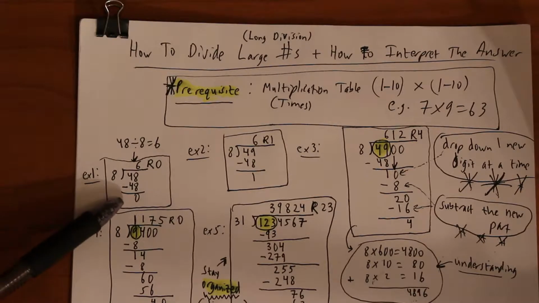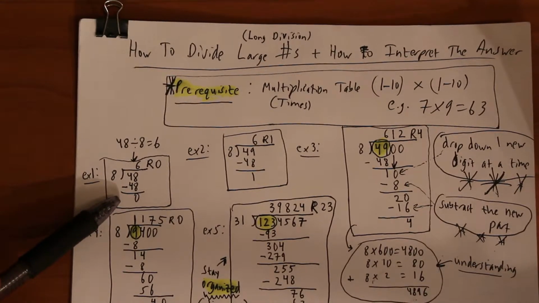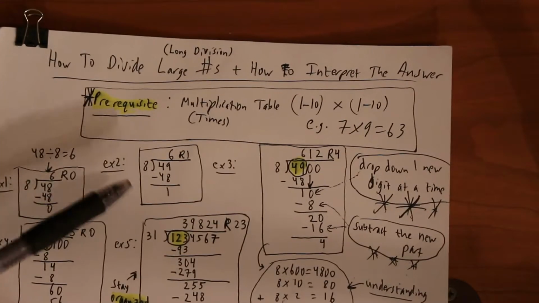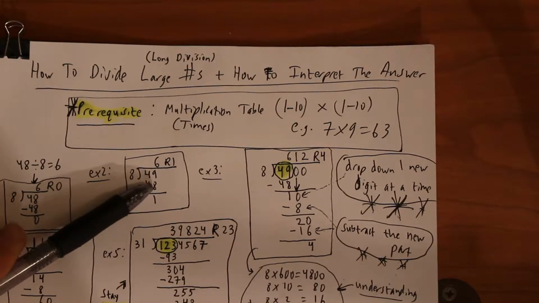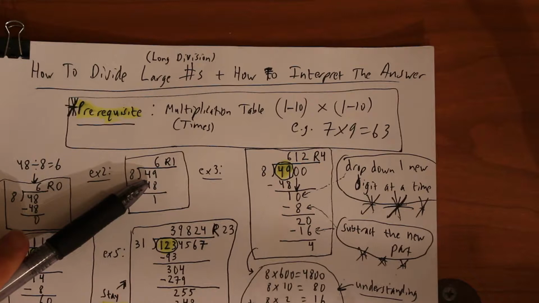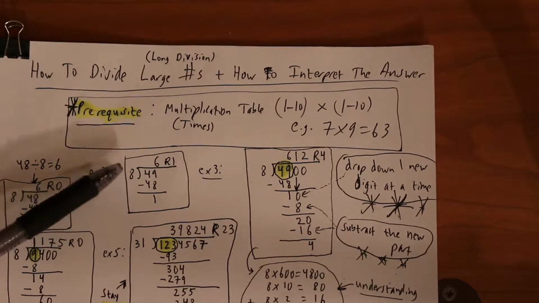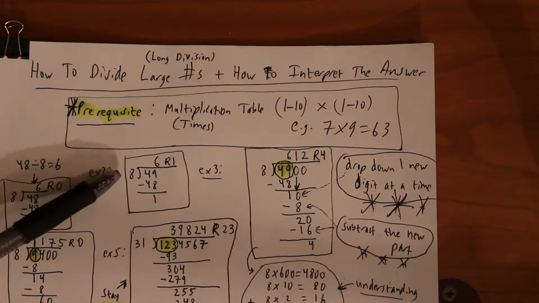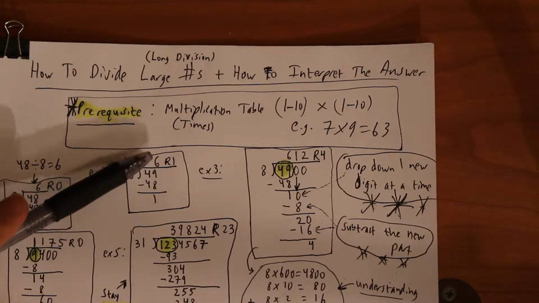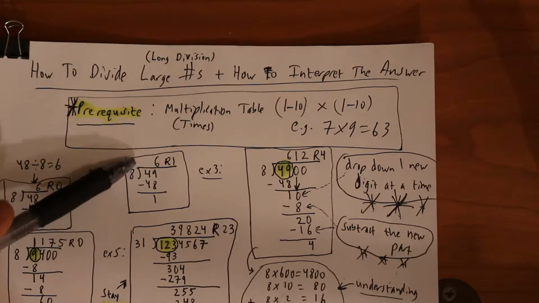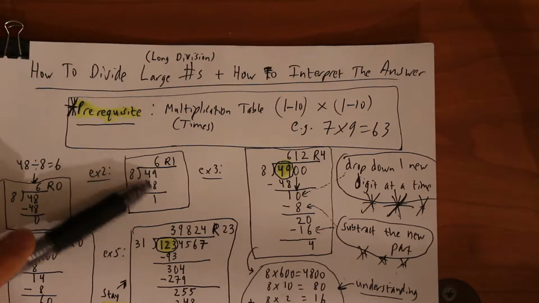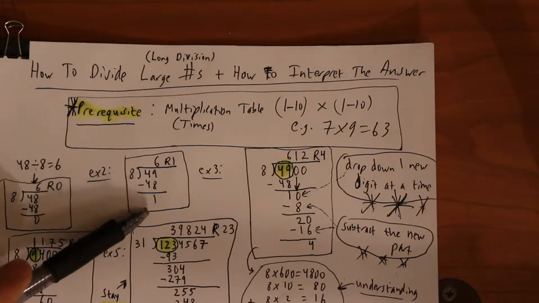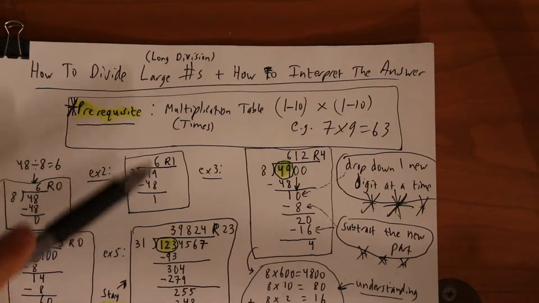Alright, so maybe that was a little too boring. Let's go into a slightly harder example. So here's example 2. Now we have 49, which is not divisible evenly by 8. So we can't fit a whole number of 8s into 49. The best we could do is 6. So 6 times 8 gets us this 48. We're going to subtract it off to see what's left. That's the 1, so that means we have a remainder of 1.